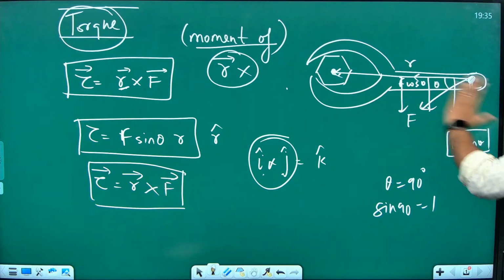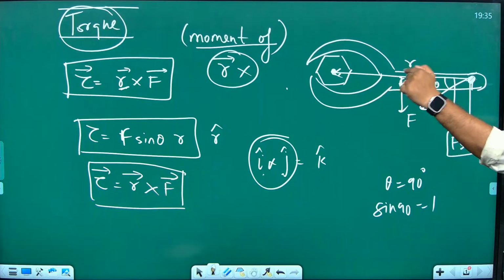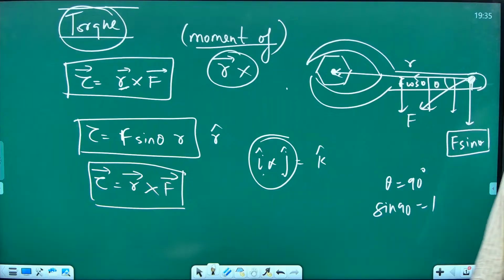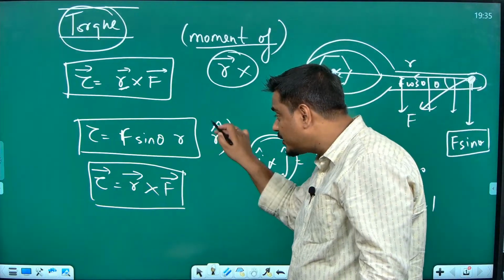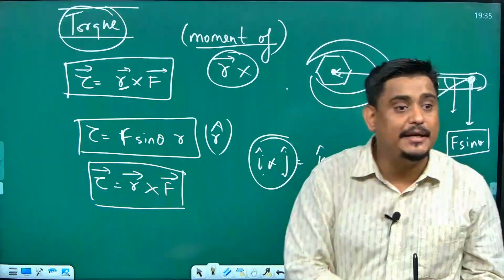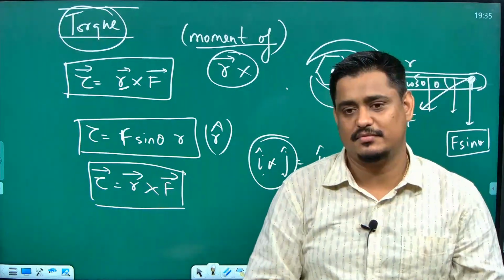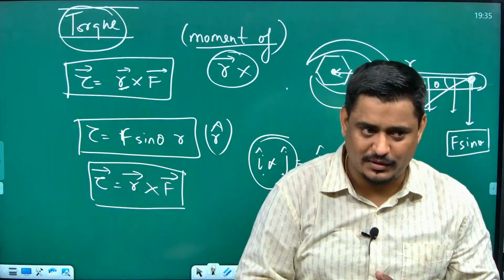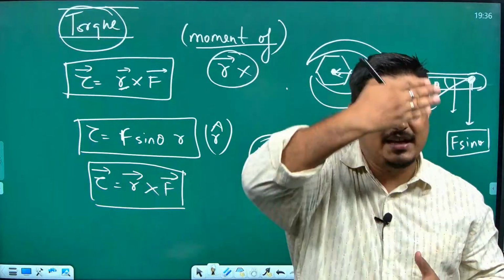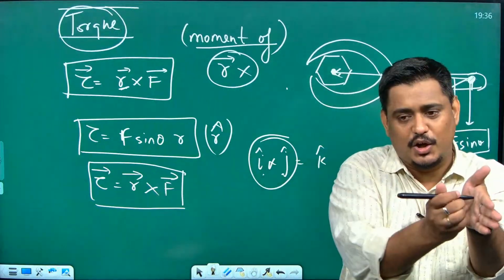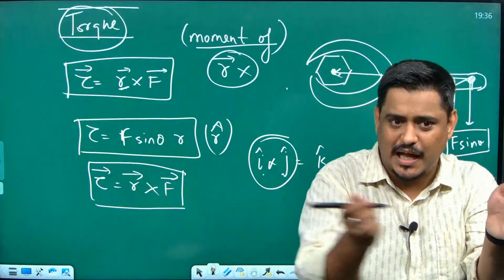Same way here, R and F are in the plane of the board. So where will the torque act? Either into it or out of it. This R cap is the direction of the torque, and it will always be perpendicular to the plane consisting of R and F. I hope you get my point. If R and F are in this plane, torque will act perpendicular to this plane. If R and F are in this plane, torque will be in this direction.